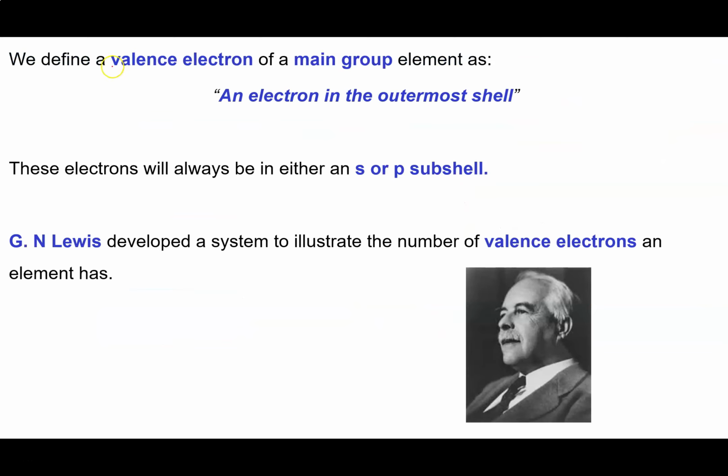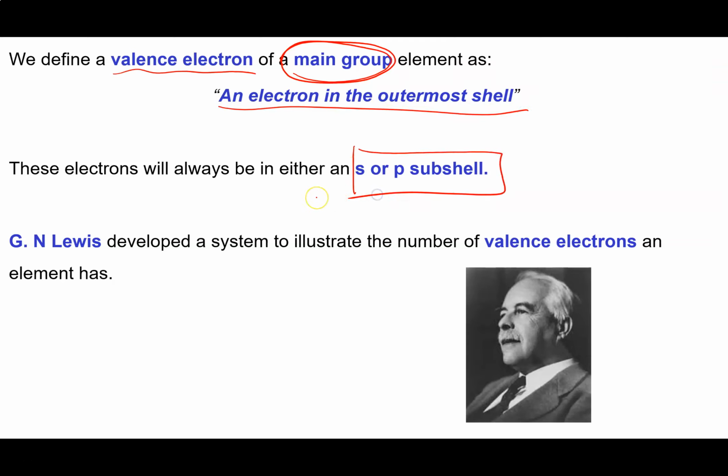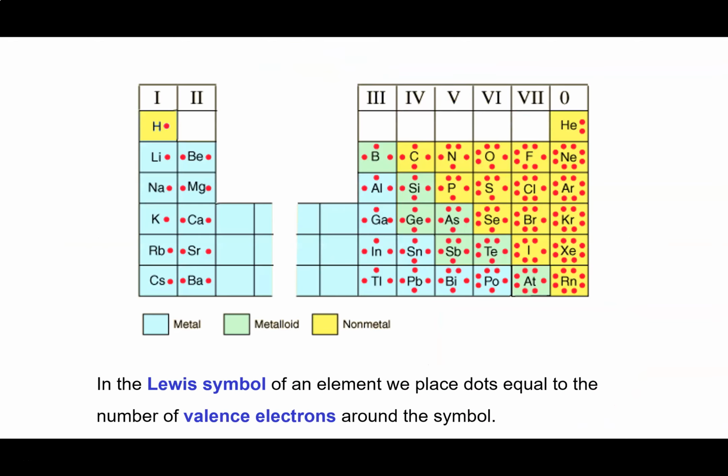So we're going to define a valence electron of a main group element, that's one of those that's in the A groups, as just an electron that's in the outermost shell. And these electrons are always going to be in an s or p subshell. There is an American chemist by the name of Gilbert N. Lewis, and he developed a really cool system to illustrate the number of valence electrons that a main group element has. And it's really simple. What we do is we put one dot around the atom symbol for every valence electron that it has.